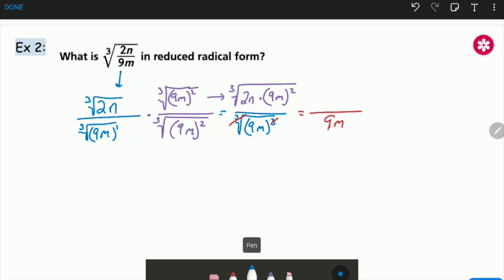On top, however, it's going to be a little bit more complicated. I'm going to have to deal with this first before I can do anything else. So it's going to be the cube root of 2n times, when you have a product inside parentheses raised to a power, you can give the exponent to each one individually. So 81m to the second, which we can then multiply and get the cube root of 2 times 81, which is 162nm squared over 9m.